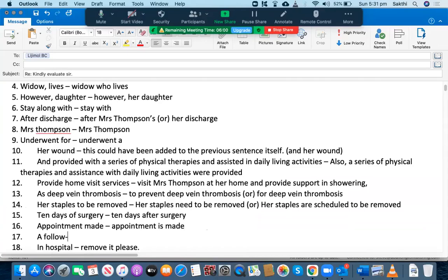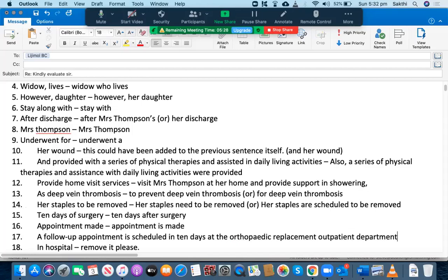Your follow-up appointment is scheduled in 10 days at the orthopedic replacement outpatient department. The following appointment is scheduled in 10 days at the orthopedic replacement outpatient department for the removal of her staples.